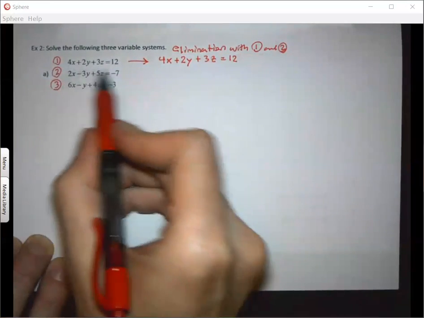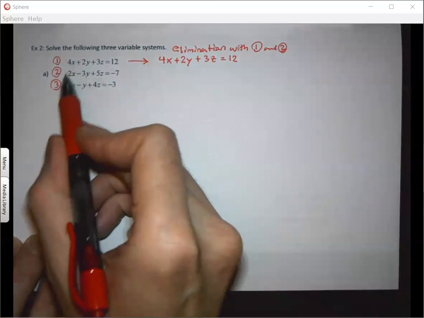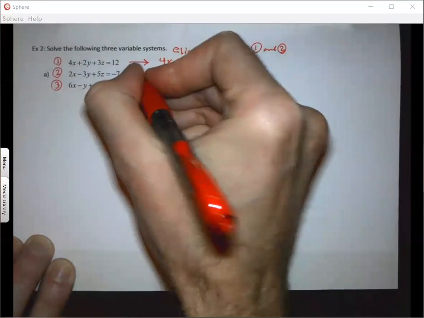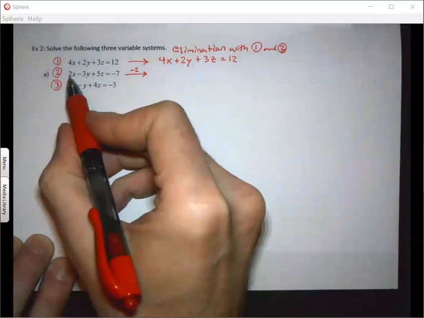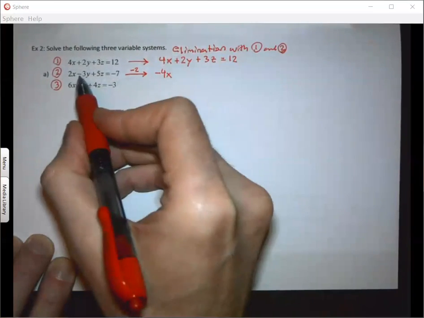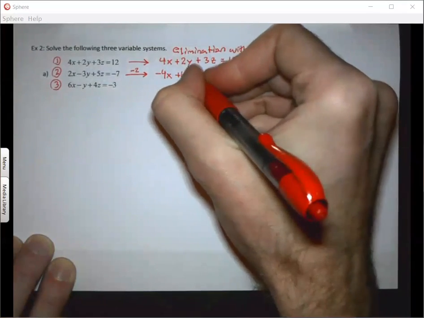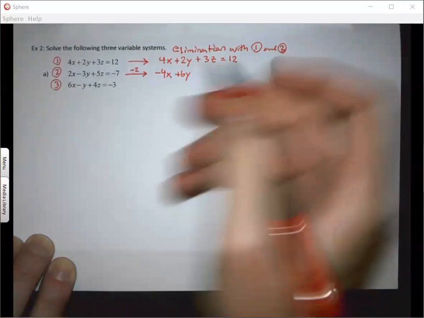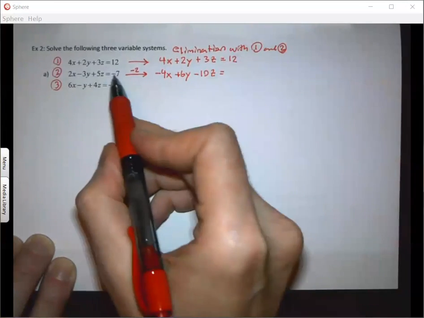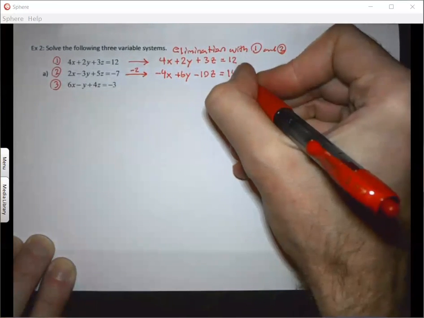In this equation, I want these to have the same value. I'm going to multiply this by a -2. It is okay to multiply by a negative. So 2 times -2 is -4. -3 times -2 is +6. 5 times -2 is -10. -7 times -2 is 14.